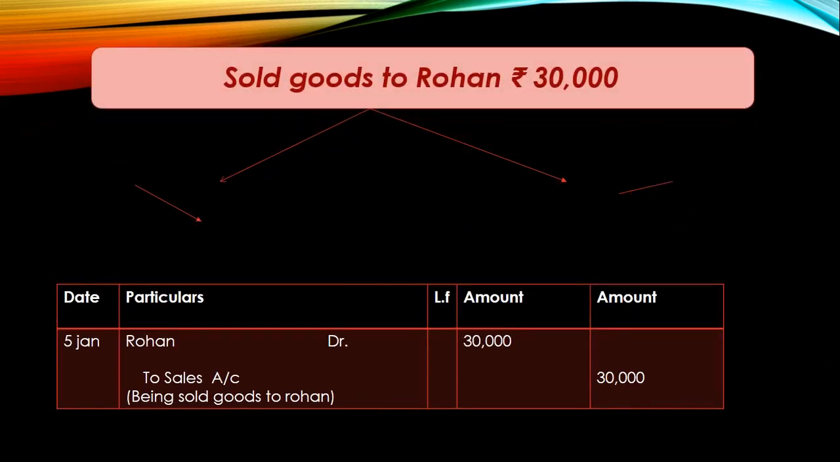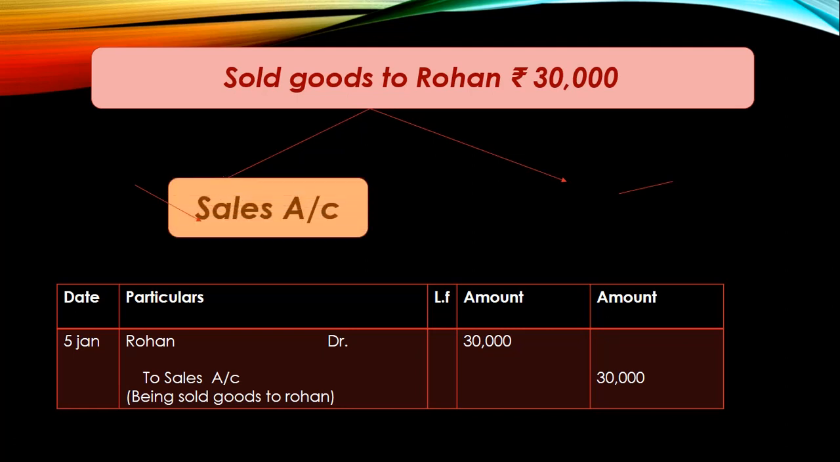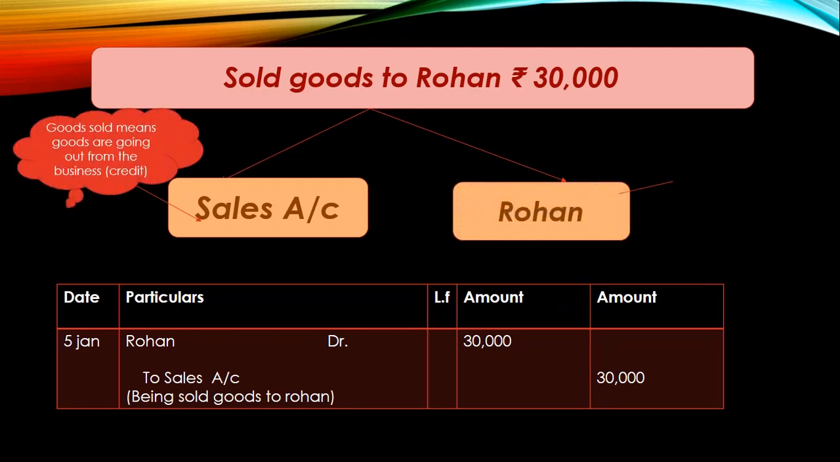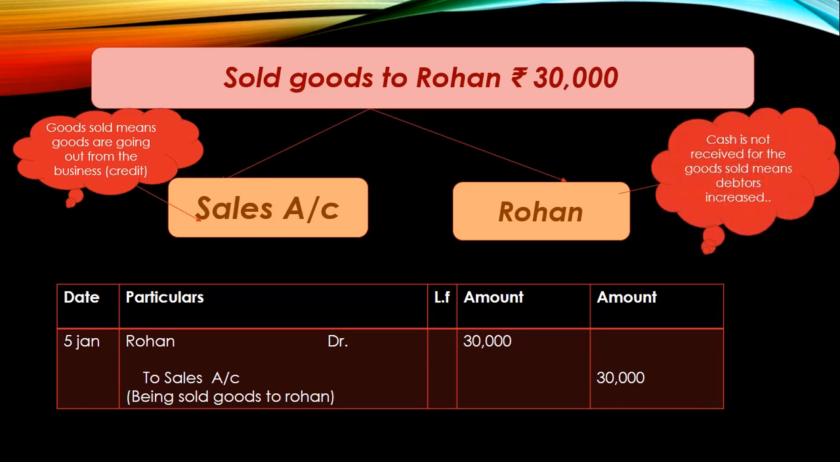Next entry, sold goods to Rohan. Goods are going out, but debtors increased. So the entry will be Rohan debit to sales account.